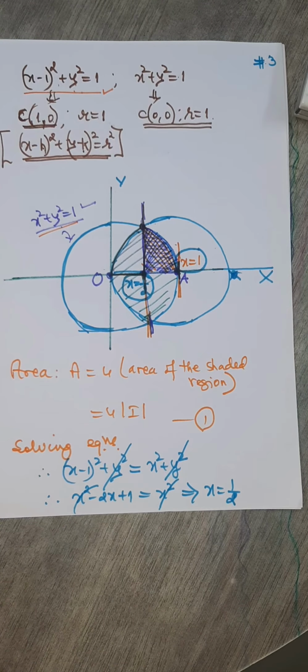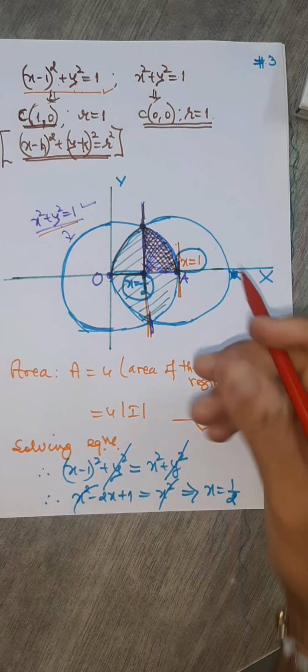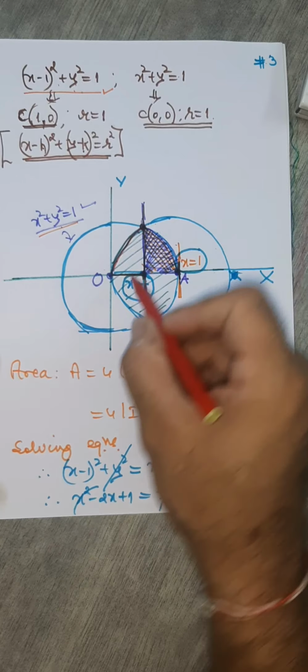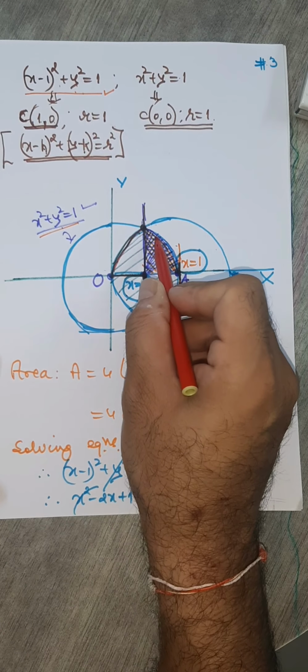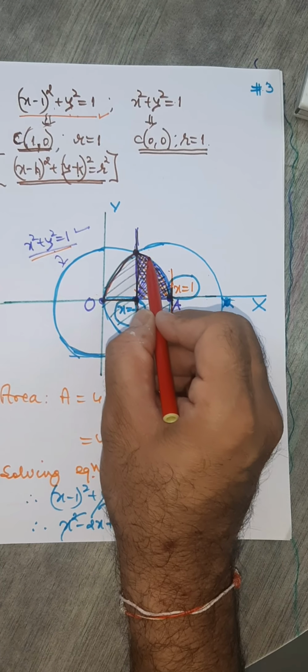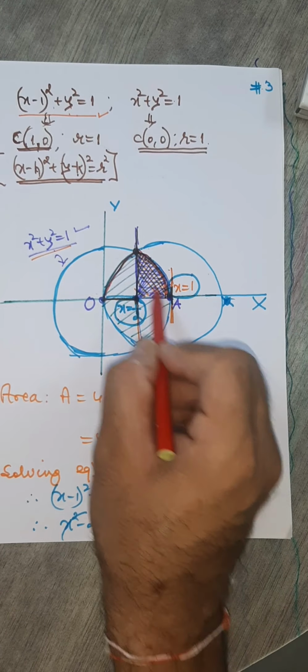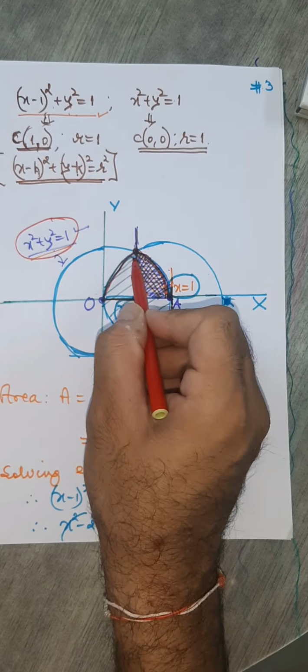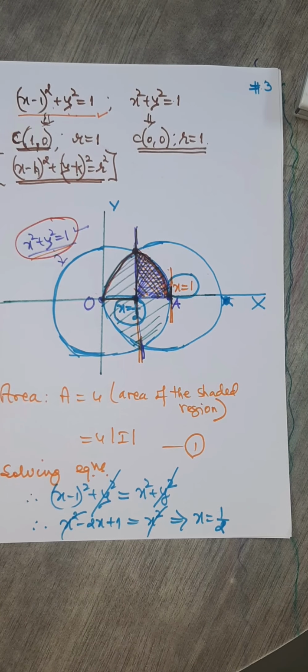If you are using this region, then the limit will be from where to where? 0 to half. If I am taking this region, the limit will be 0 to half. I am using this one. Again I am telling you why I am taking this: because in the integration this circle will come, meaning x square plus y square equals 1. So it's easy to handle, remember.